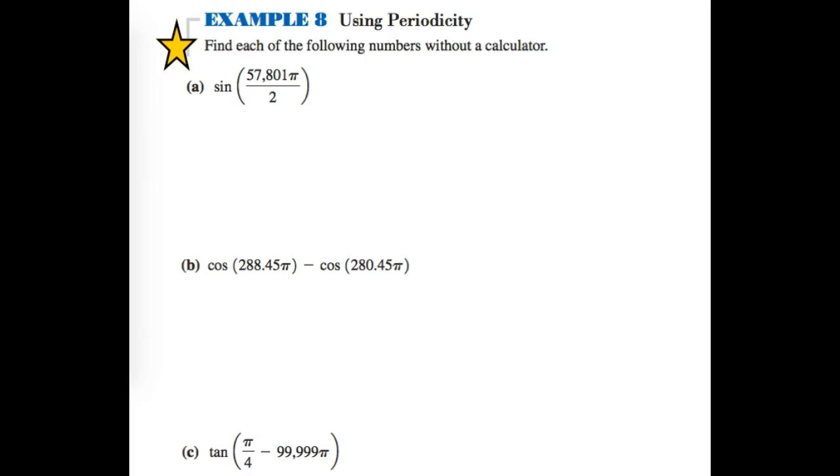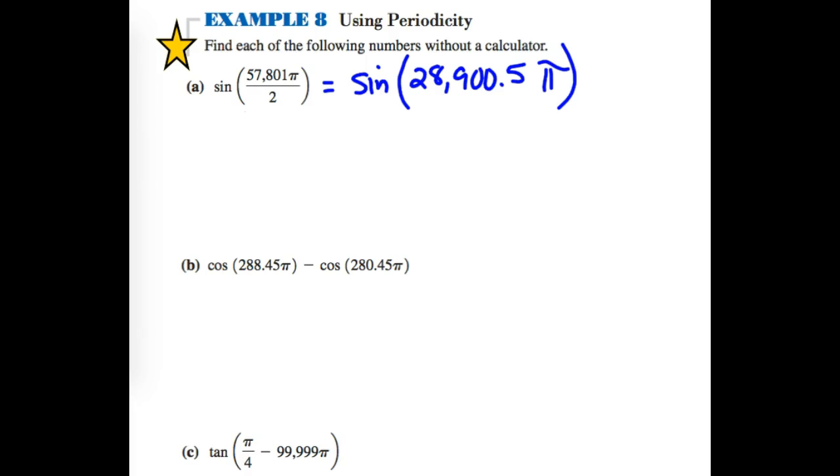The first one says, what is the sine of 57,801 halves pi? Okay, so the first thing I want you to do is take 57,801 and divide by 2. Let's think of what that is as a decimal instead of a fraction. All right, you could use a calculator for that. You just can't type in the trig functions. Okay, so what is 57,801 divided by 2? All right, so we've divided. We get the sine of, you said 28,900 and a half. Okay, now when you think about that, that's a lot of extra rotations, right?